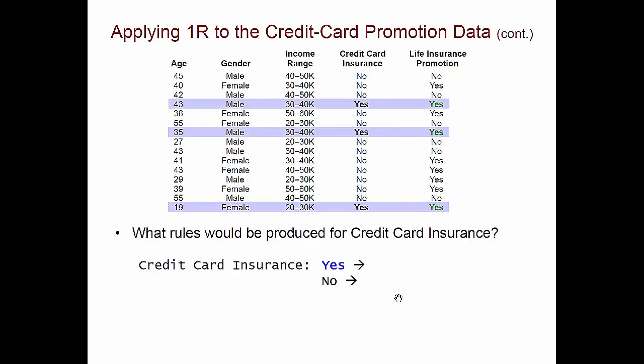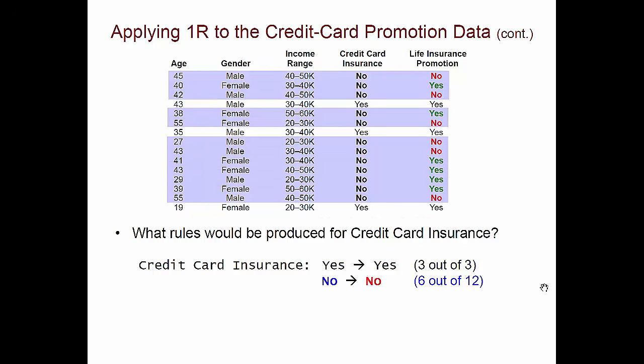If we look at all of the yes cases, there's only 3 of them, and every single one of them has a class value of yes. And so our prediction is going to be yes whenever credit card insurance is yes. When we look at the no training examples, we can see that there's a tie. 6 of them have a class value of no, 6 have a class value of yes, but we're going to pick no here because we already predict yes when the credit card insurance value is yes.